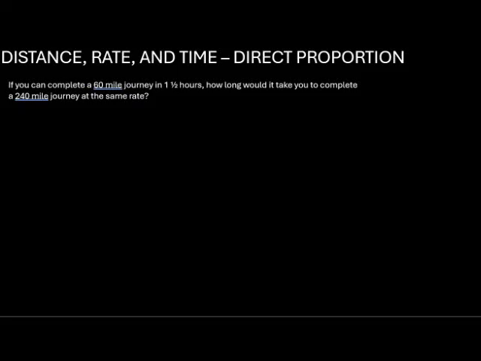Here we'll do an example of distance, rate, and time with direct proportions. We are told that we can complete a 60-mile journey in 1.5 hours. Then we're asked how long it would take to complete a 240-mile journey at the same rate.